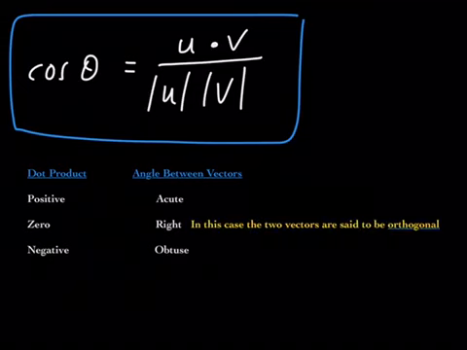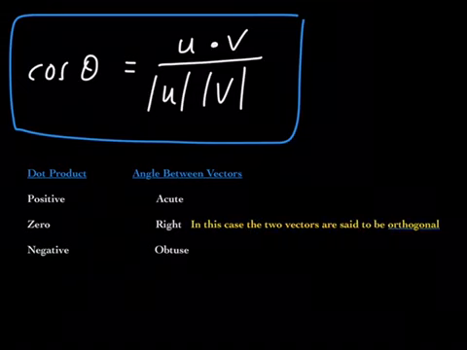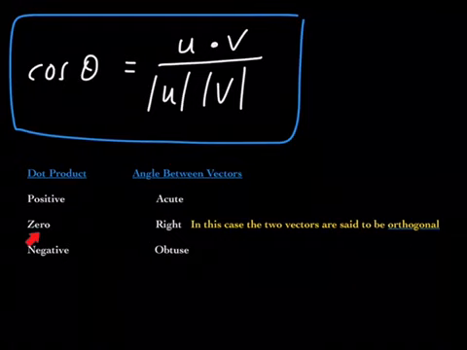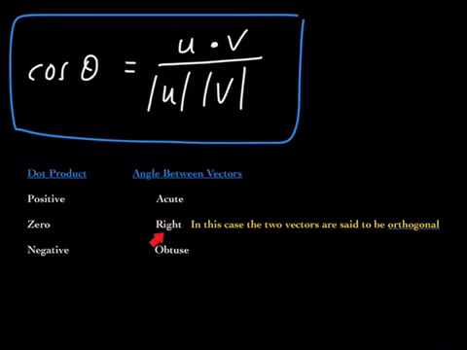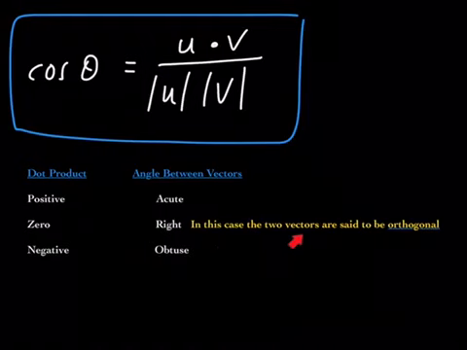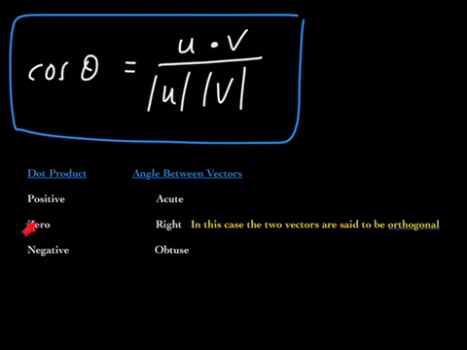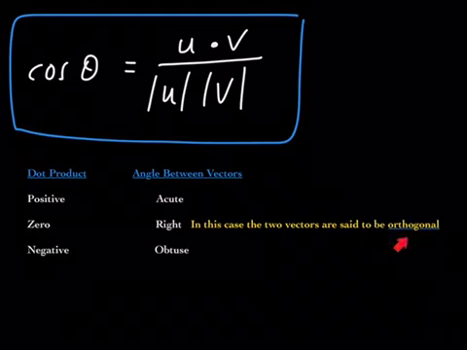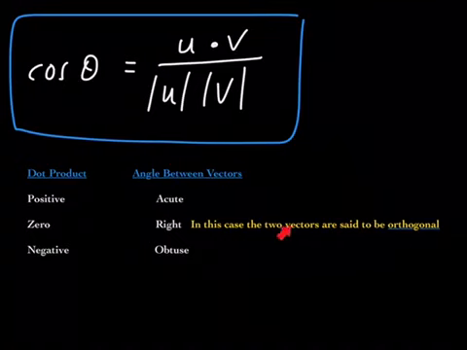And one last thing before we look at the last example. If the dot product is 0, then the angle between the two vectors is a right angle. In this case, the two vectors are said to be orthogonal. Two vectors are said to be orthogonal if their dot product is 0. That is to say, two vectors are said to be orthogonal if the angle between them is 90 degrees. That's very important.